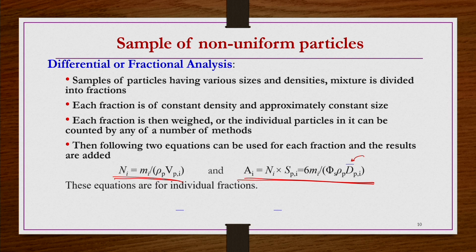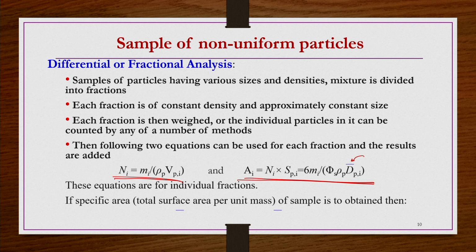Then these equations are purely for individual fractions, they are not for the entire non-uniform mixtures. Basically, non-uniform mixtures we subdivide into several fractions, but each fraction is almost a uniform mixture. Then for each fraction we apply the principles of uniform mixture, and then we add them together in order to get the required number for the entire non-uniform mixture.